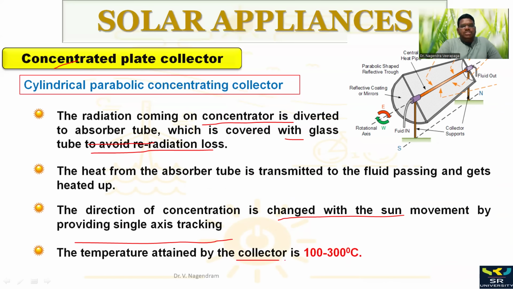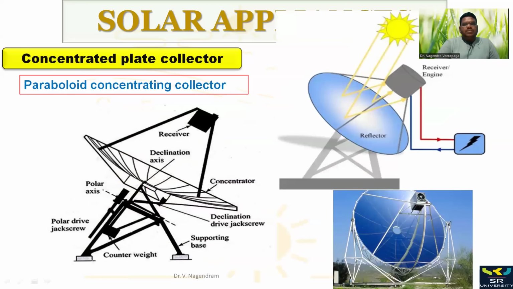And we can attain a temperature of 100 to 300 degrees centigrade. Using flat plate collectors, we can attain a temperature of 40 to 100 degrees centigrade, whereas using this parabolic concentrating collector, we can attain a temperature of 100 to 300 degrees centigrade. Next, coming to the parabolic concentrating collector, it also works the same, but the shape of the collector is different.